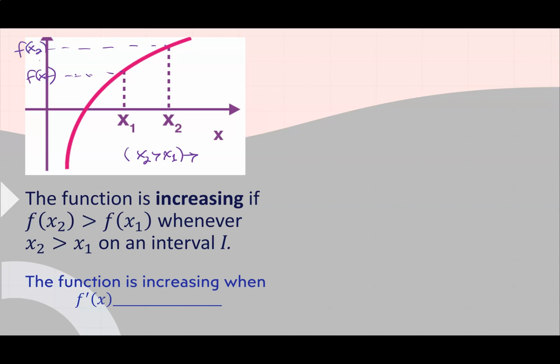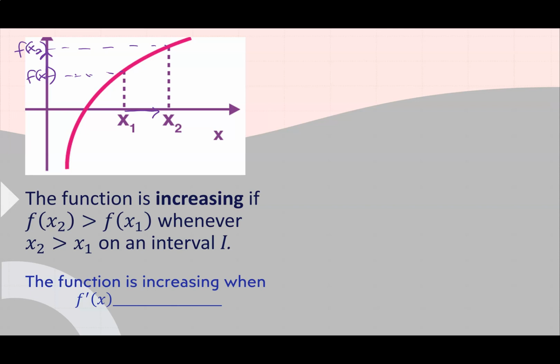What we're saying is as we move from left to right, if our function value is going up, meaning if f of x2 is greater than f of x1, whenever x2 is greater than x1, if that's the case, then the function is increasing. Okay, so moving the x value from left to right, the y value will be moving up, and that is when your function is increasing.